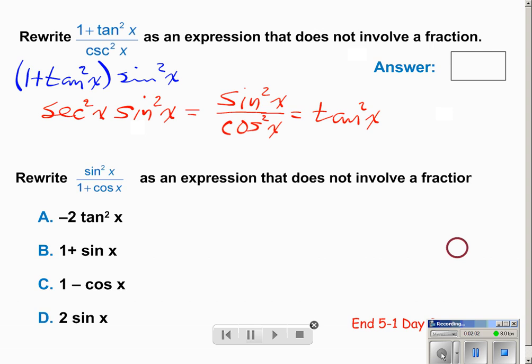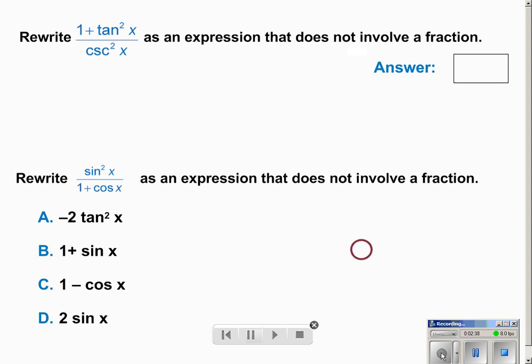Try the next example. And this one, you might see that the 1 plus cosine x is going to indicate that we might use a conjugate there to get that denominator to something that we can work with. So if you try multiplying the numerator and denominator by the conjugate, I think you should get some good results from that. And the answer for that one is, follow the bouncing ball. C, 1 minus cosine x.